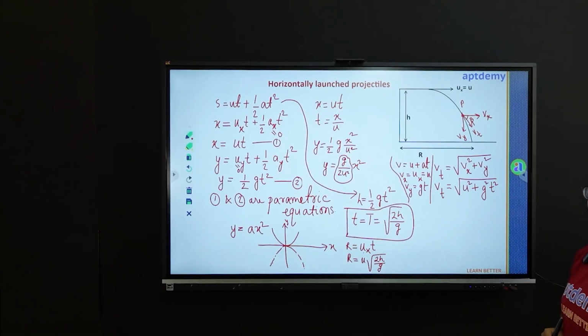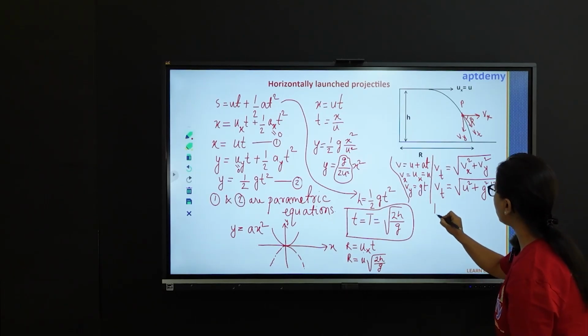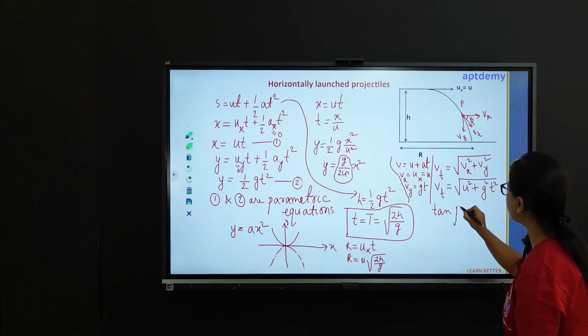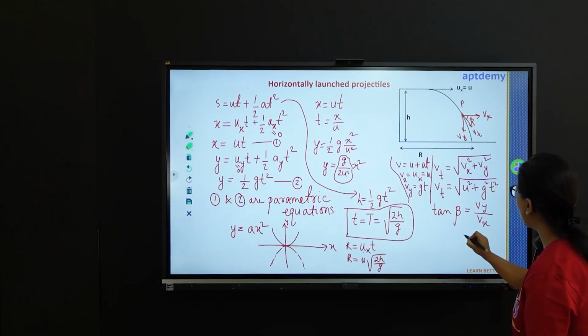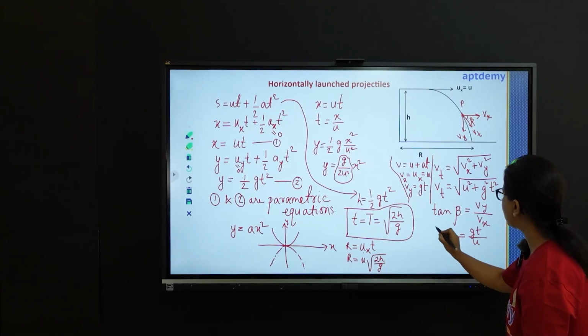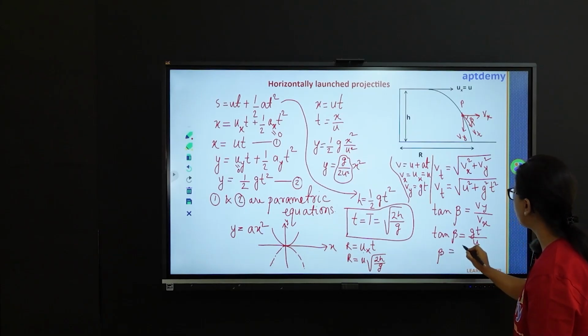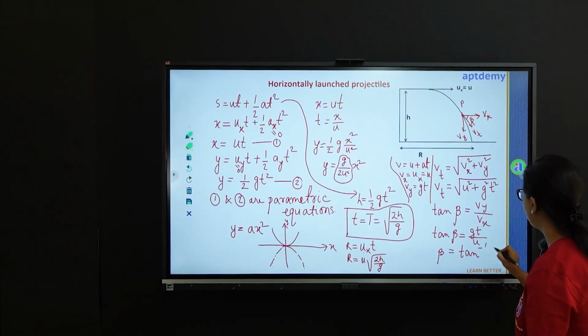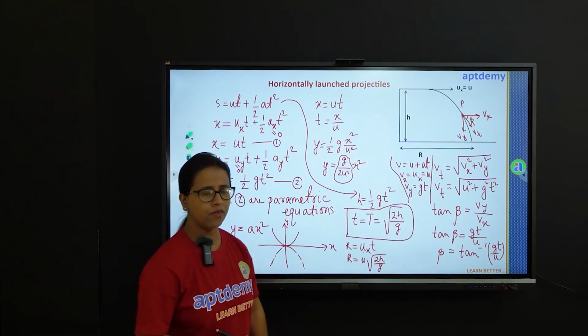Now, we need to find out the direction of motion of the projectile. To find the direction, we have to find an expression for beta. So, we can see from the diagram that tan beta is equal to Vy upon Vx. Now, Vy is gt and Vx is u. So, this gives us an expression for beta as tan inverse of gt upon u. So, this is how a horizontal projectile behaves.